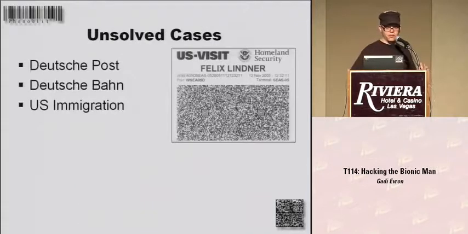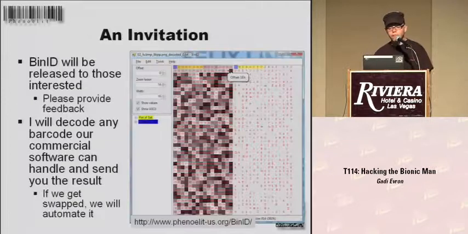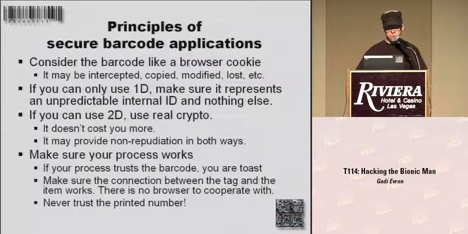There are some unsolved cases. One thing that I find really interesting is this US-VISIT immigration thing that they used to have. It no longer is in use. For a period of time, you got this huge barcode that looks like an enter when you checked out of the United States, literally when you left the country. And I decoded those, and they're entirely crypto-less. And I decoded a few train tickets in Germany, and they're actually done right. They actually have a crypto certificate in the 2D barcode. This is how you do it.